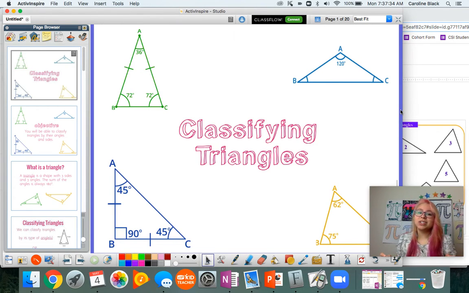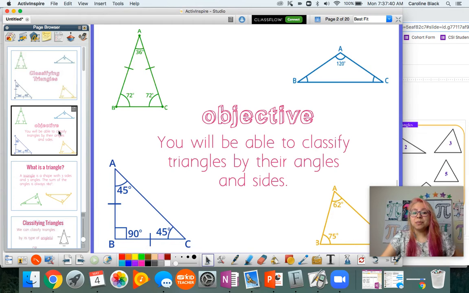Today we're going to learn about classifying triangles. Our objective is by the end of class you will be able to classify triangles by their angles and sides. So classifying means like organizing or sorting. So we are going to be organizing triangles based on their properties.